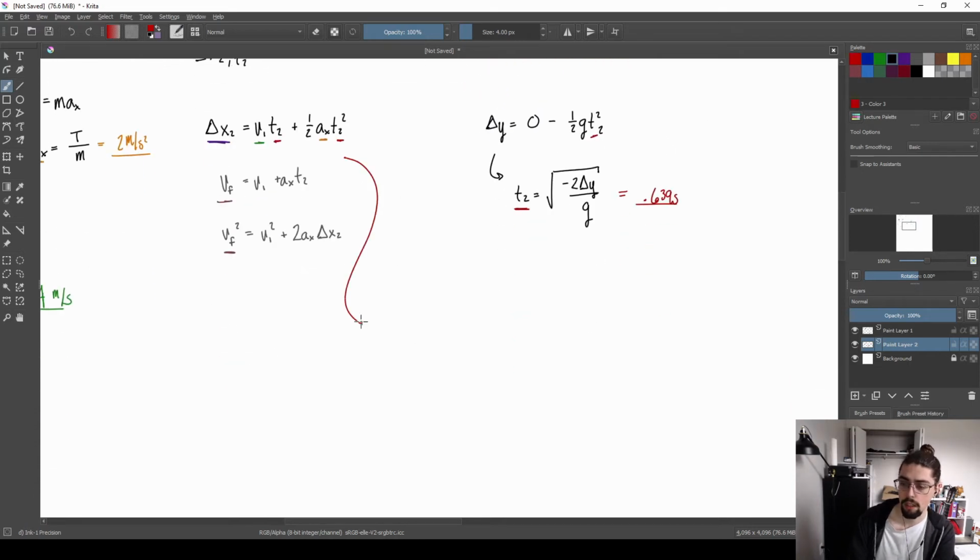Carry this thing down, plug in all of our numbers. I asked for that to be in black, please. Thank you very much. Plug in all of our numbers into this thing and just crunch right through. Delta x2 we find at the end of the day should be something like 2.964 meters.